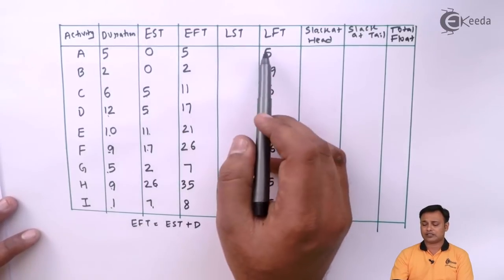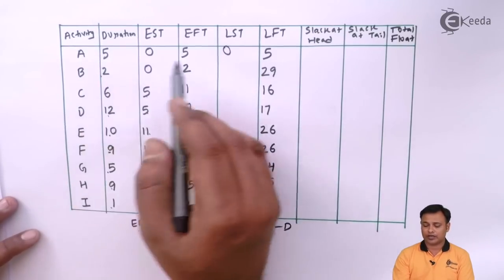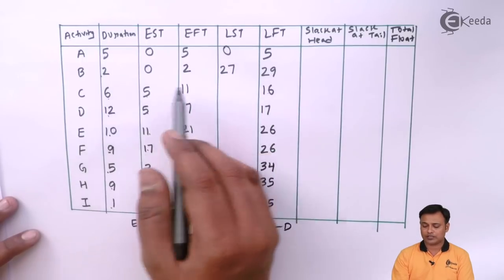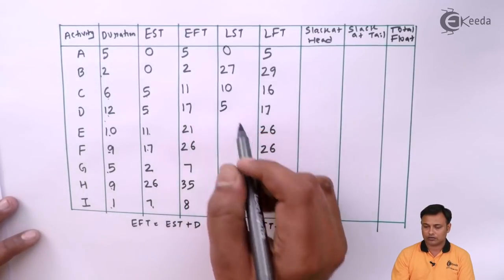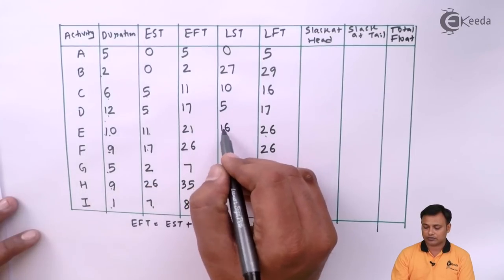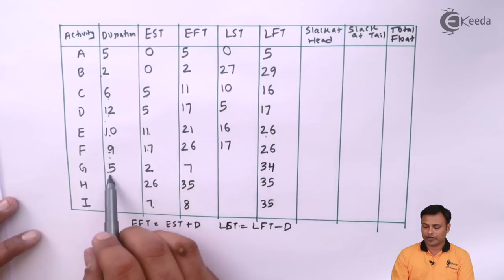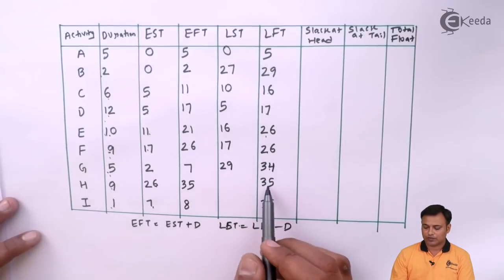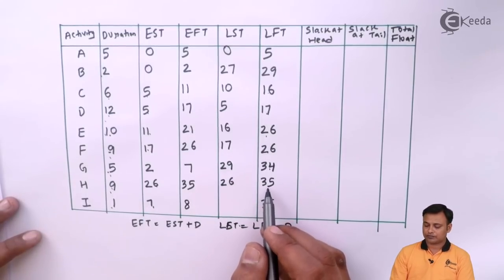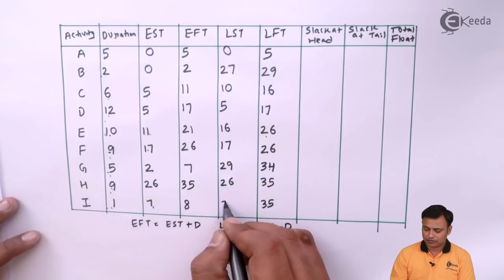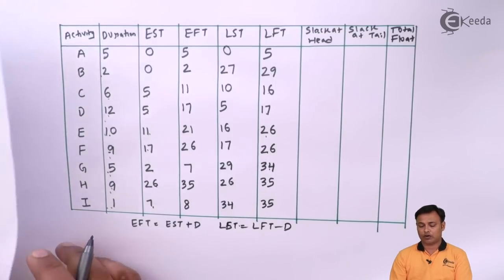To get the latest starting time, I will subtract duration from LFT. So LFT minus duration will be 5 minus 5, 29 minus 2, 16 minus 6, 17 minus 12, 26 minus 10, 26 minus 9, 34 minus 5, 35 minus 9, 35 minus 1.